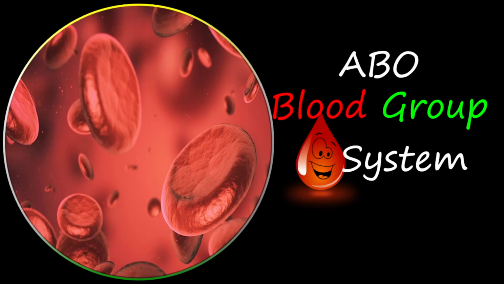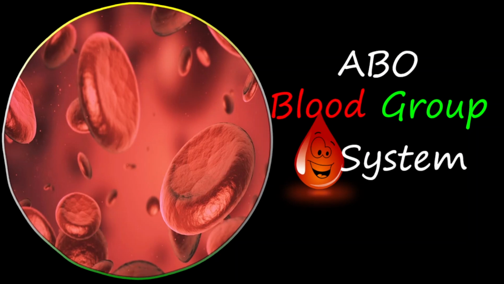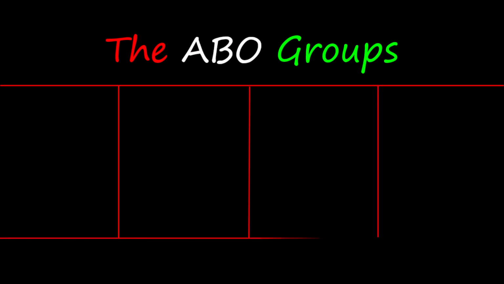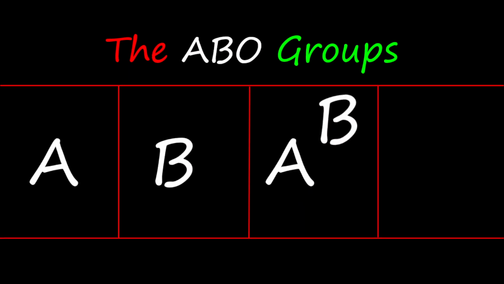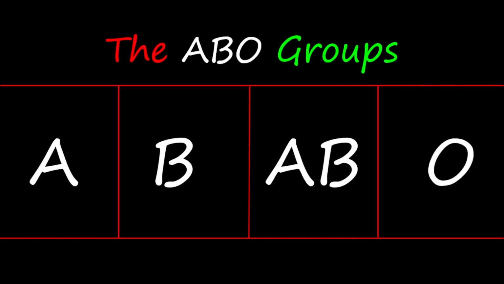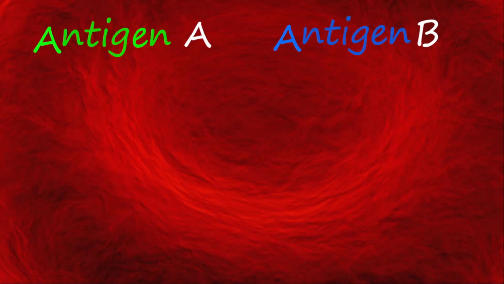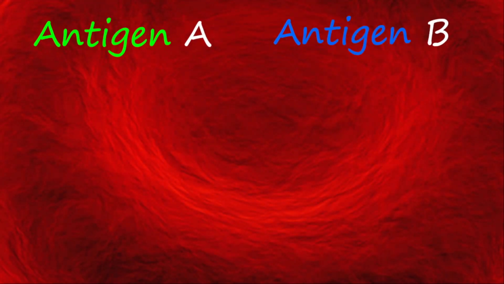Now today we're looking at the ABO blood group system, and the ABO blood group system divides blood into 4 different groups, namely group A, group B, group AB, and group O. Now the difference between the blood groups is really the presence of antigen A and or antigen B.